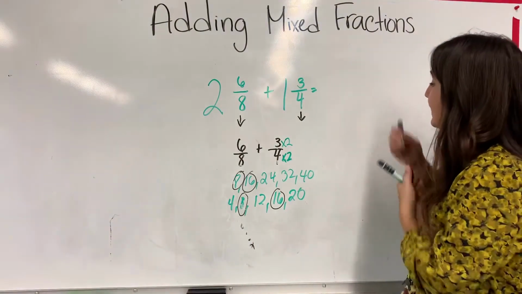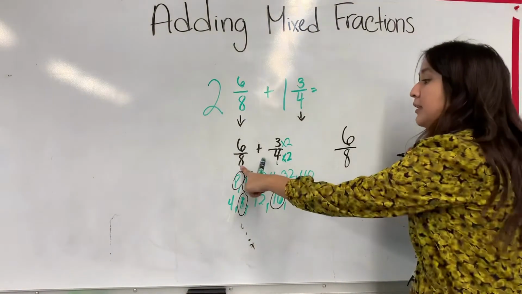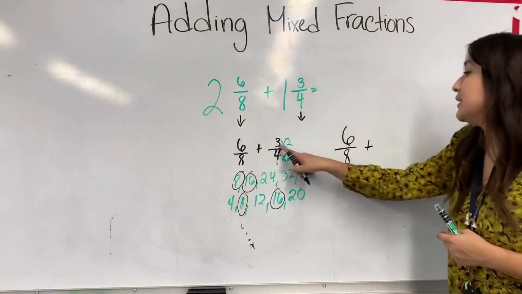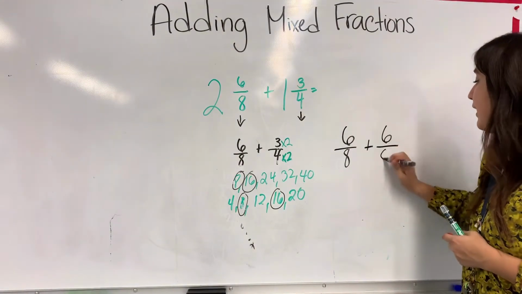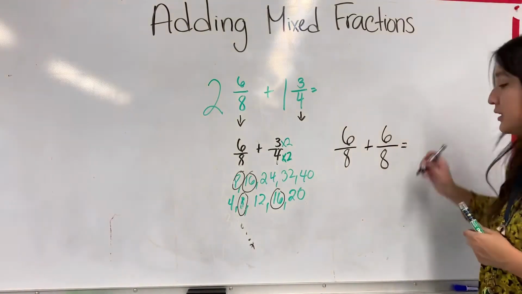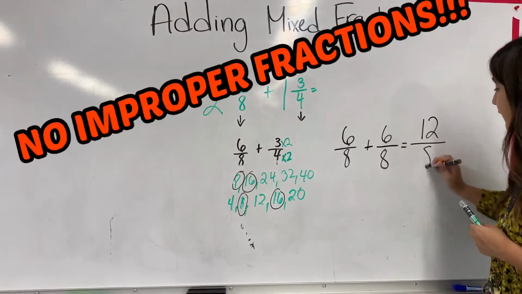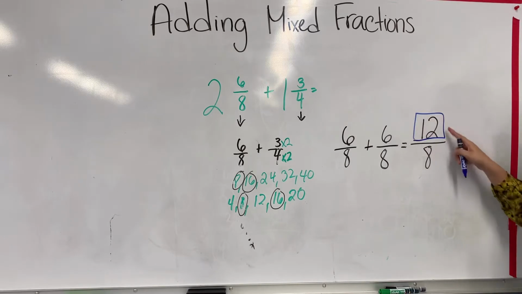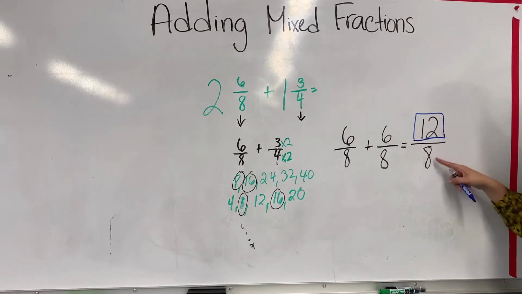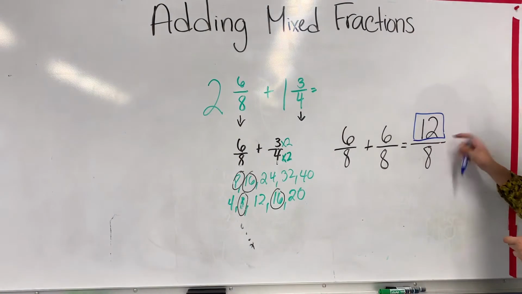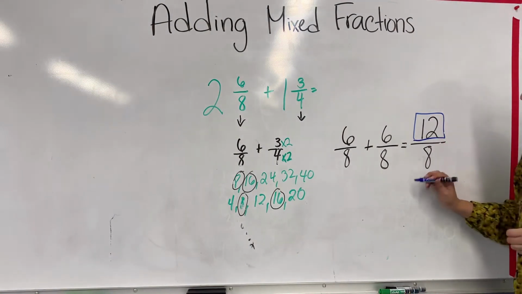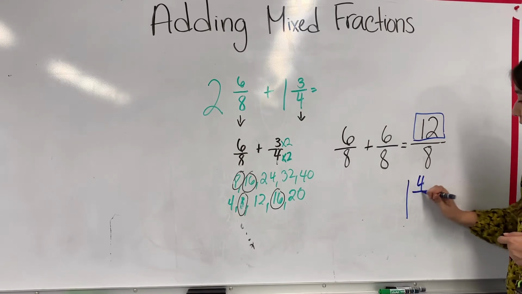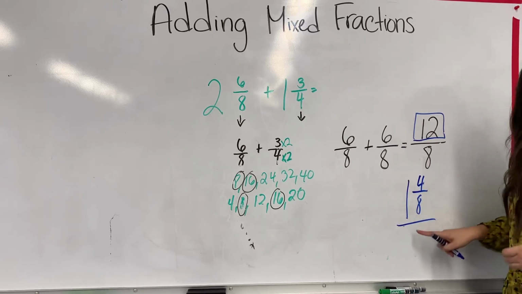So we have 6 eighths that we didn't change because we wanted 8 and it's already 8, plus 6 eighths. What does that give us? 12 eighths. And this is not okay because the numerator is bigger than the denominator. So we have to change this into a mixed number. It changes into 1 whole and then whatever's left over, 4 eighths. Okay? This is not our answer.